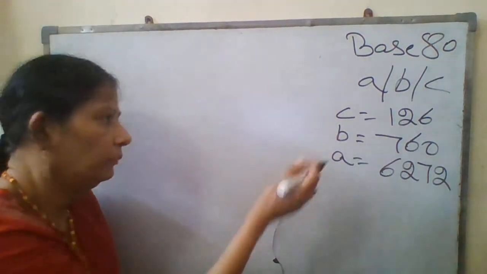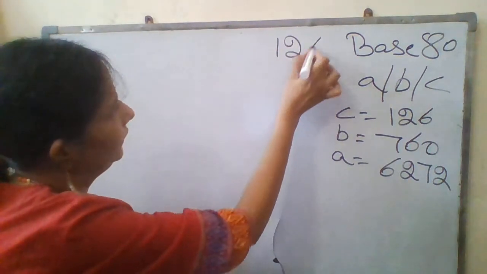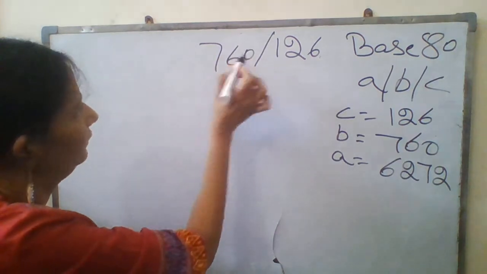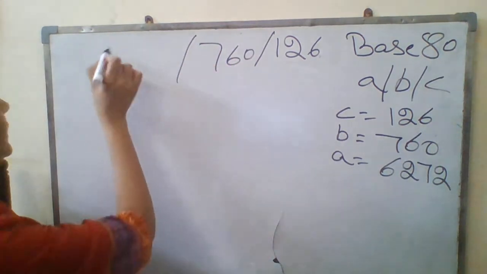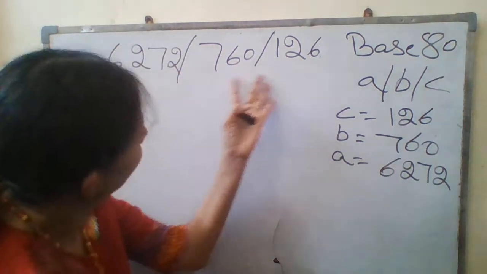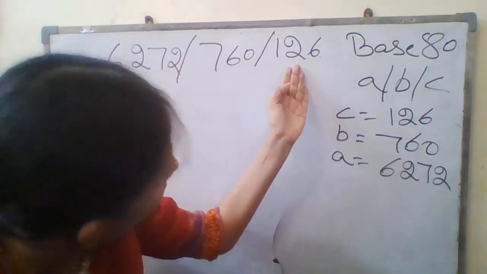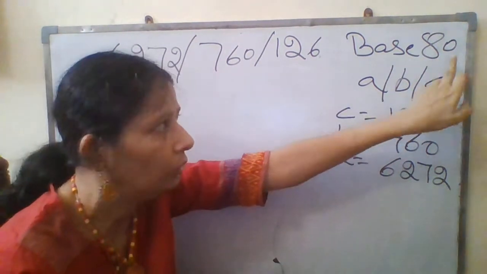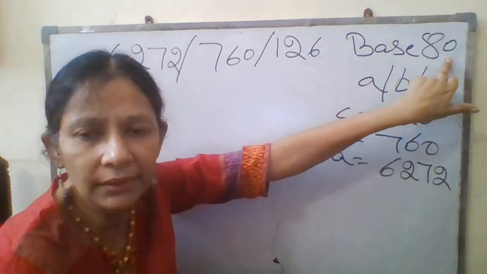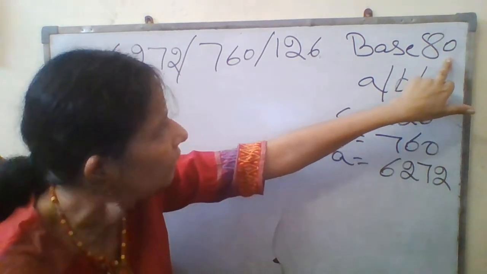Now I am going to write down the values. C is 126, so 126 here, slash, B is 760, slash, A is 6272. Look at these numbers. Now 126. But you look here, this is 80, and in 80 you can clearly see only one 0 is here.